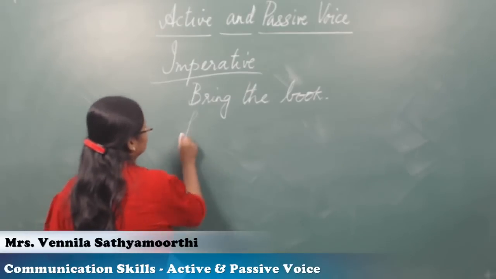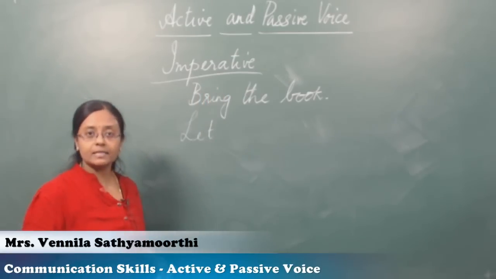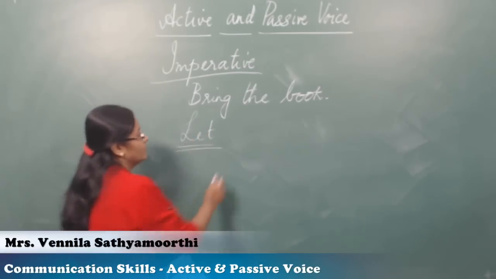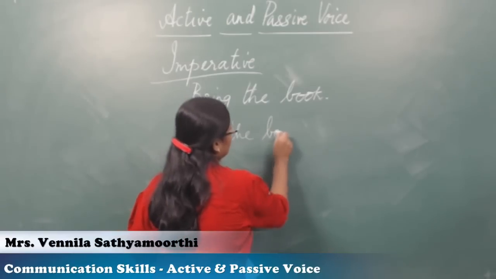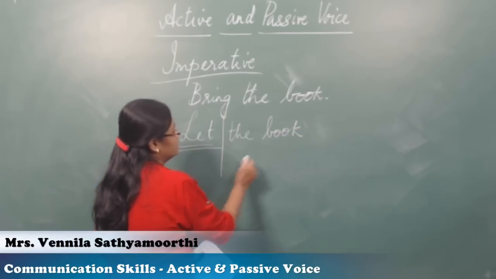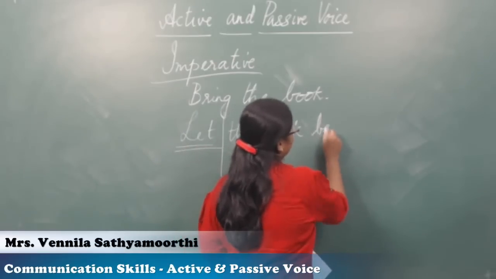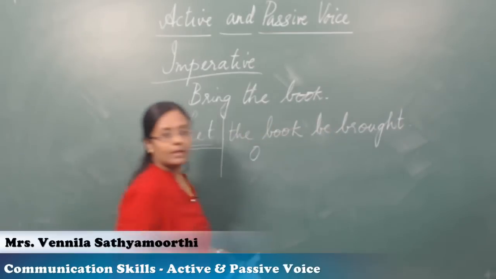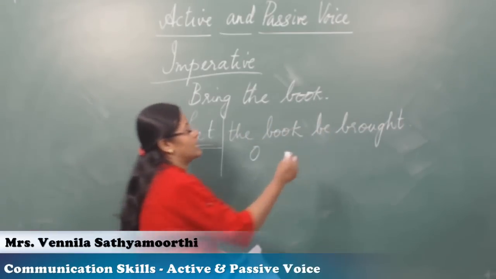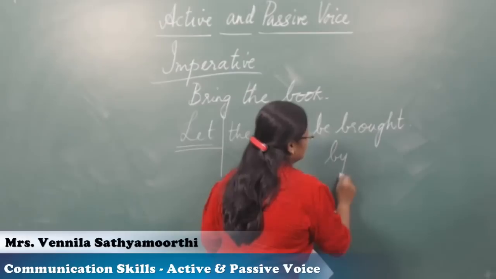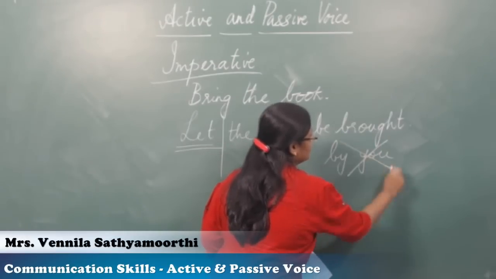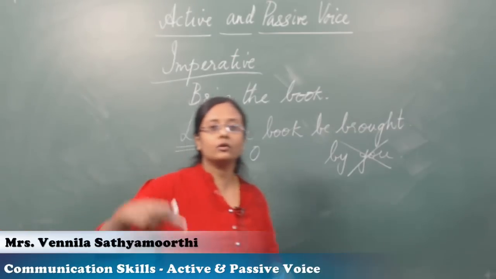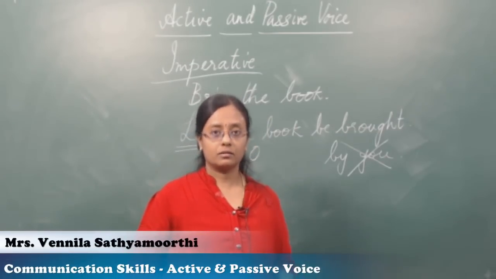Bring the book. So for all imperative sentences, the passive voice should begin with the word let. Let the book. Now let, then the object, and then be brought. Let the book be brought. Again, it's not necessary to say by you, right? We don't need this. It's understood. Let the book be brought. Open the door. Let the door be opened. Right?